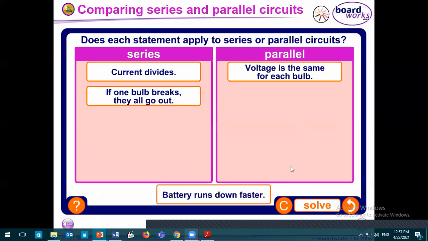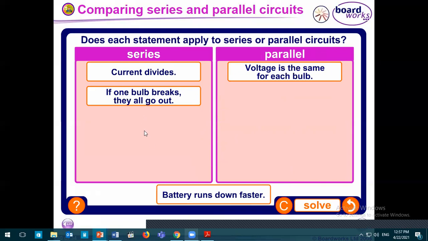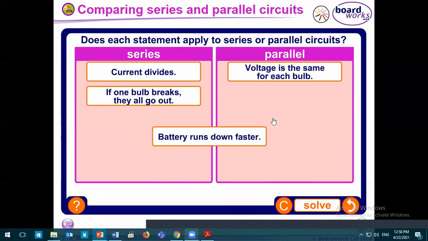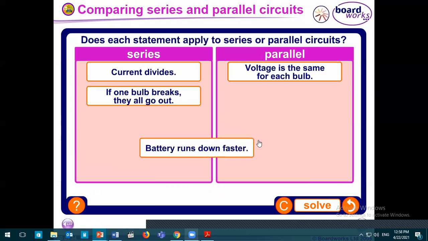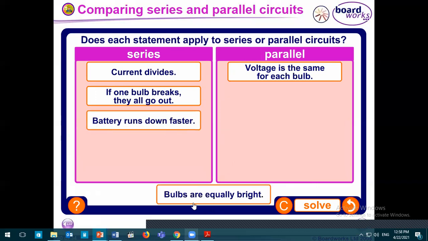The voltage is the same. This is something you're not going to learn about. Battery runs down faster. In which one do you think the battery will run down faster? The one that divides the energy, or the one that gives every bulb the same amount of energy? The one that divides the energy. But this one is not using much energy. Series, or no? Where do you think? Series, I think series. Okay, we'll check at the end.